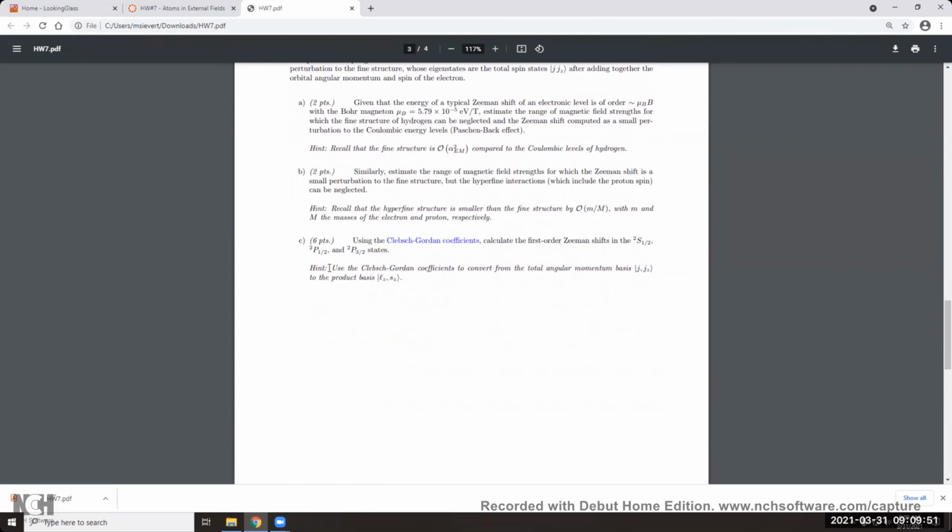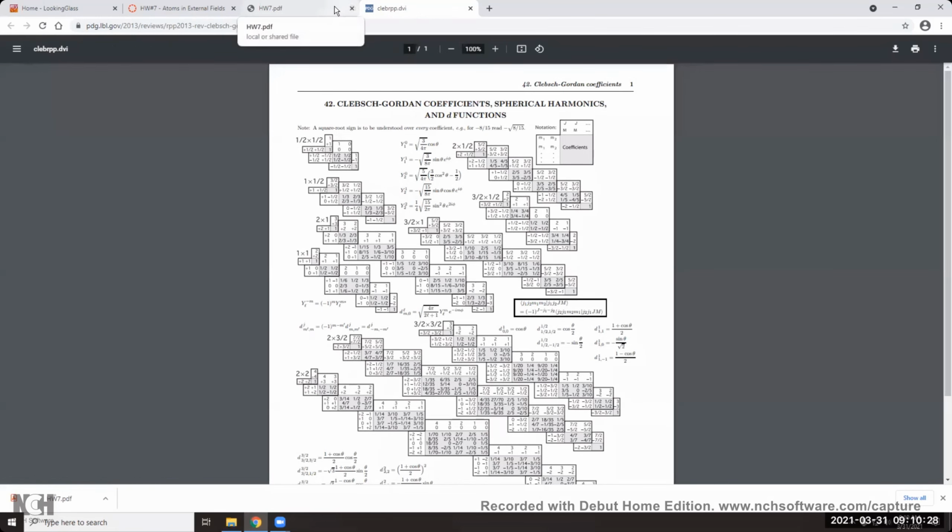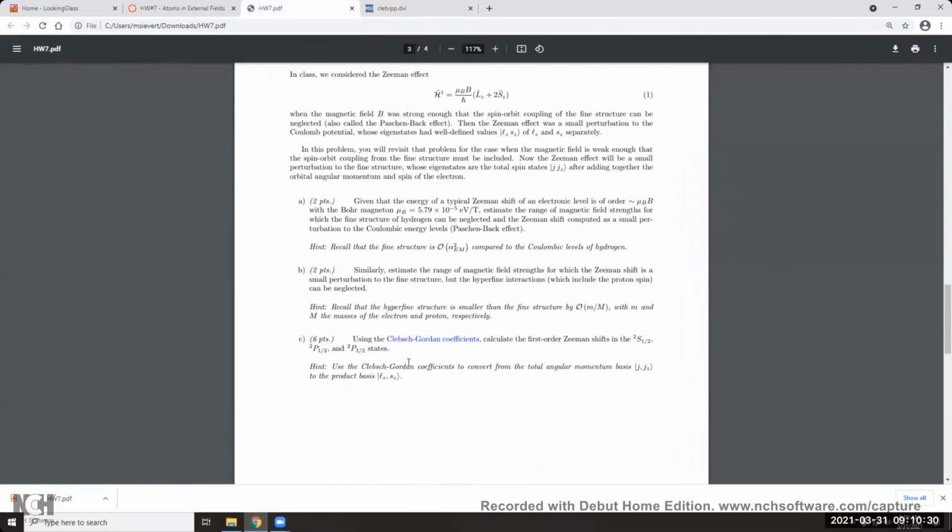The heart of the problem is calculating the Zeeman shift in the 2s1/2, 2p1/2, and 2p3/2 states. So the exercise here is you have this Hamiltonian, which knows about L and S separately. This Hamiltonian is diagonal in the product basis. The difference is that in the fine structure levels, the eigenstates are the eigenstates of total angular momentum J. So in order to evaluate the shift from this Hamiltonian, you need to convert from the total J states back to the product basis, L and S. So you will use the Clebsch-Gordan coefficients. I have posted that link here for your convenience to refer to the tables. That's all the exercise is.